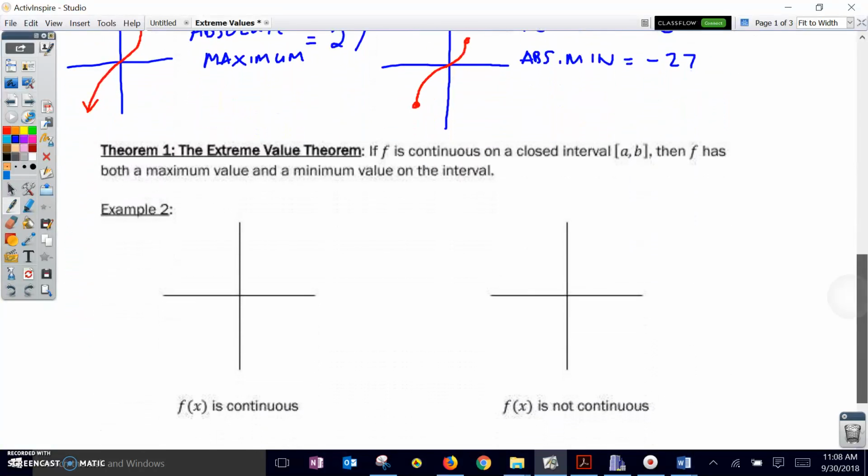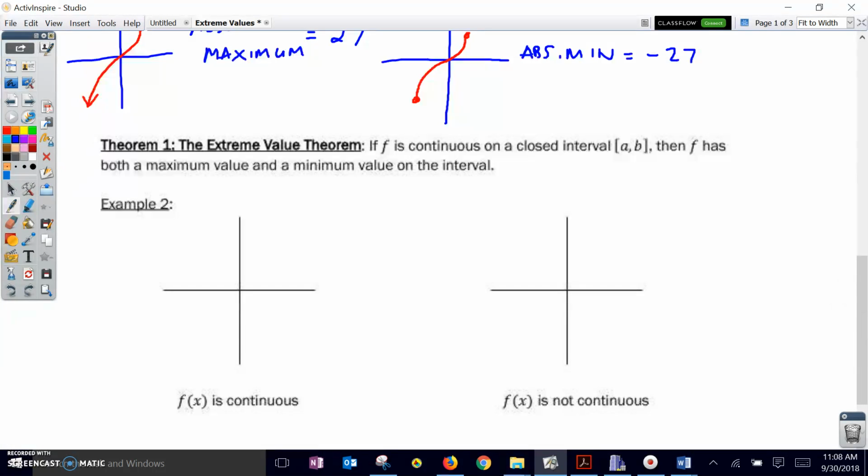Next we look at the extreme value theorem. The extreme value theorem says that if f is continuous on a closed interval from a to b, then f has both a maximum value and a minimum value on the interval. So if I draw any continuous function on a closed interval from a to b, there's a picture of when it's continuous, I'm guaranteed to have an absolute maximum value, which occurs right here, and an absolute minimum value, which occurs right here. Alright, so if I have a continuous function, I'm guaranteed those things.